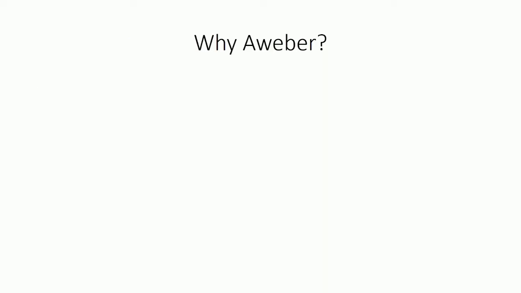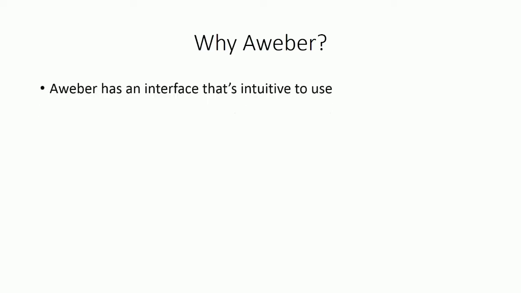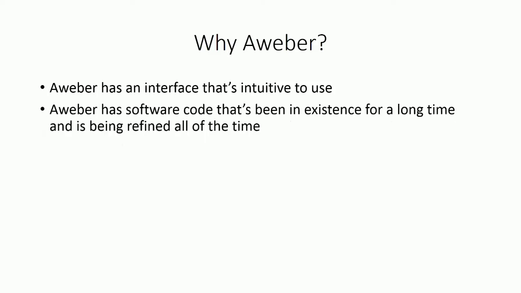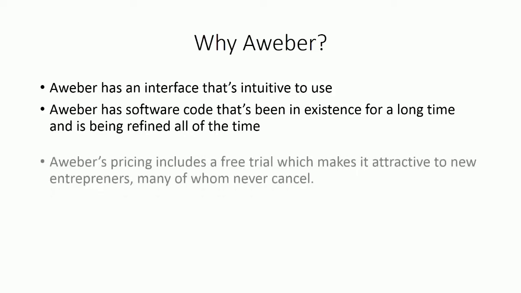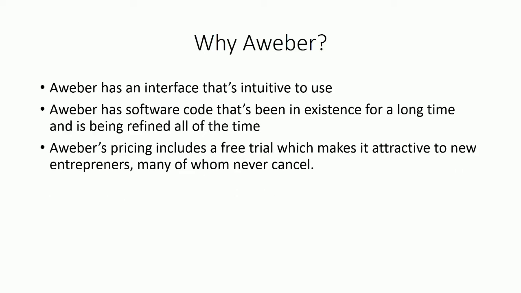You might ask now, why Aweber, right? It's probably because Aweber has an interface that's really intuitive to use. I mean, just about anybody can get started using Aweber and figure out how to write a message. Aweber, now for you technical people, has software code, and Aweber's been around for a long time. So all that software code is being constantly worked on, constantly refined. That means it makes it easy for some of these companies we've been talking about to integrate with them.